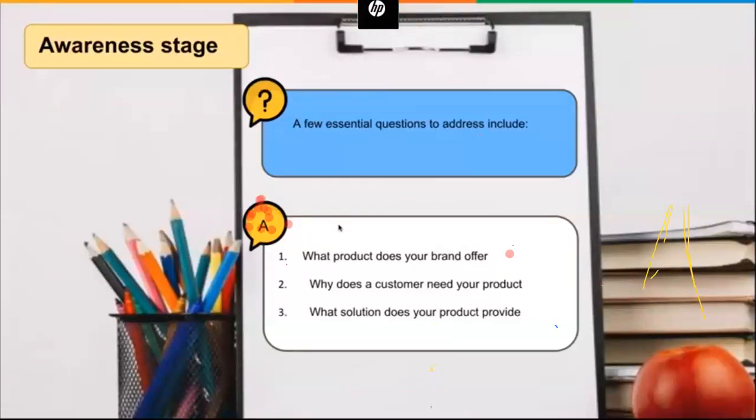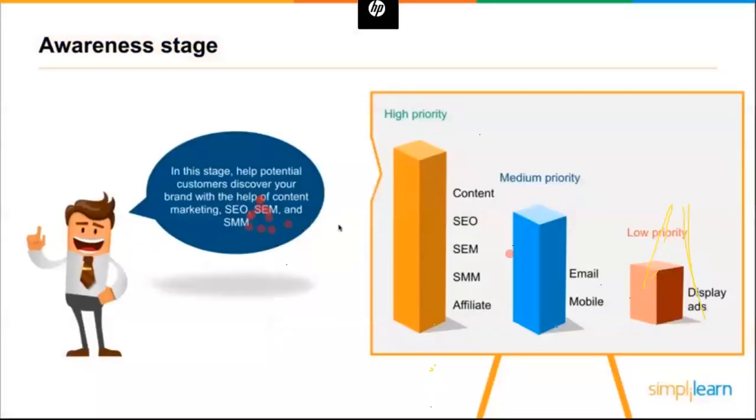I want to sell pencils. I want to sell sobolo. I want to sell dresses. I want to sell wedding gowns. What does my product offer? Why does the customer need my product? What solution does my product offer? So what can I do with it? When I come, I have my priorities.